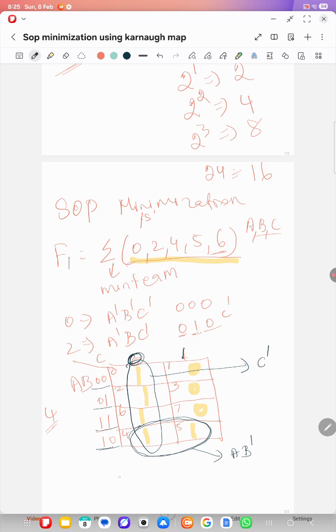Now the minimized SOP: after grouping you have written the product terms. SOP means sum of products, so these terms you just add up. So this is the minimized SOP.